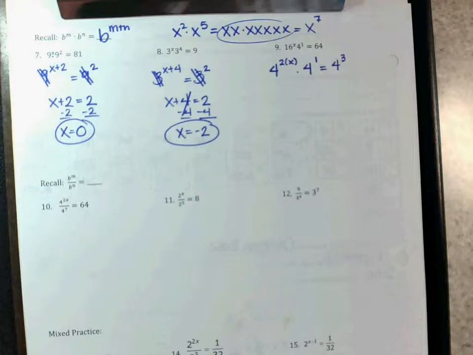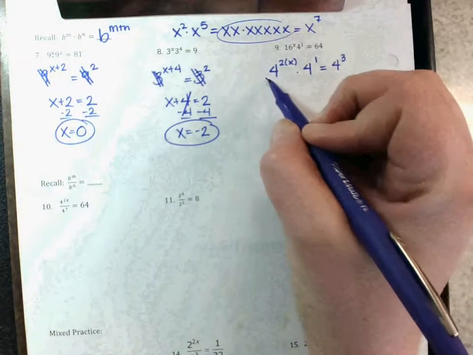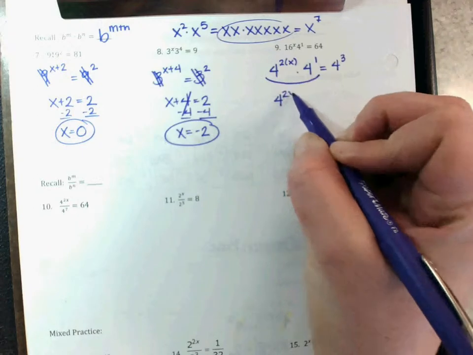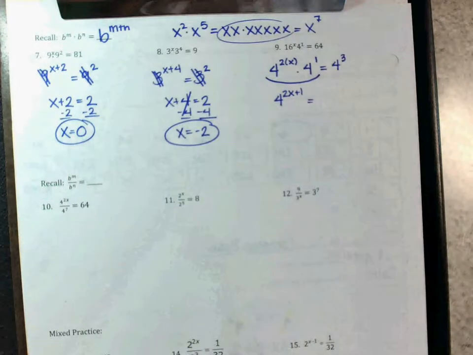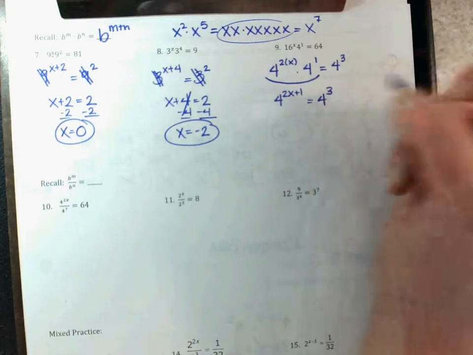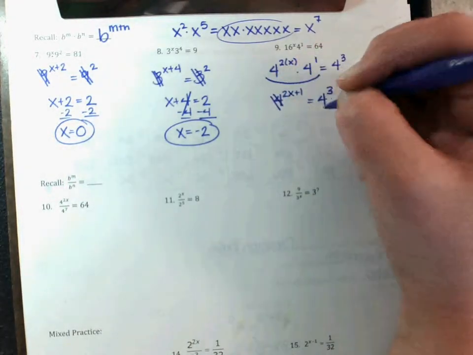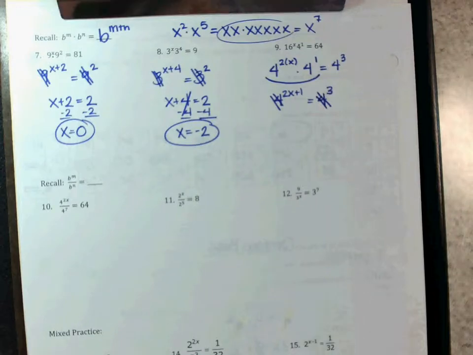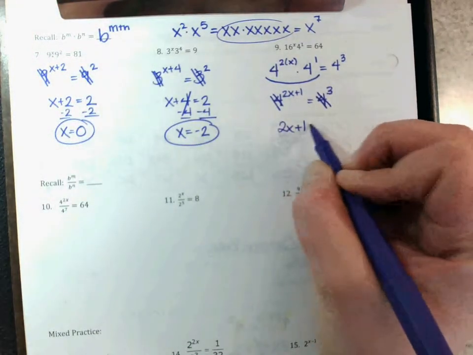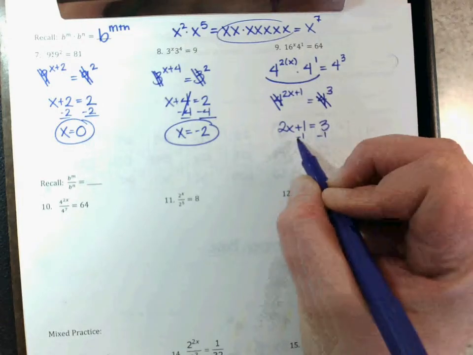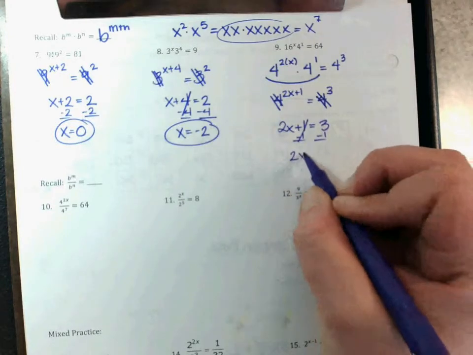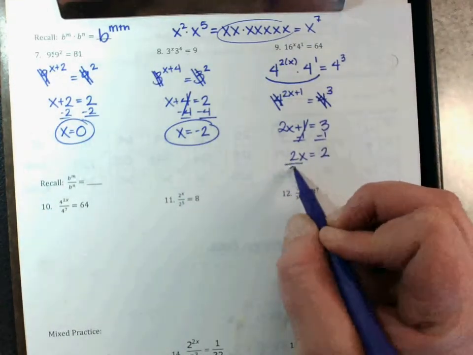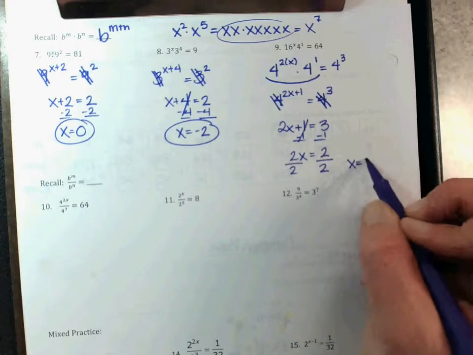Now that I have all base 4s, I'm going to combine these together as 4 to the 2x plus 1. Questions about that? Since they both had a base 4, I'm adding the exponents together. And then I have 4 to the 3. From here it's the same. You cross out the 4s and then keep solving. 2x plus 1 equals 3. I'll minus the 1 across. I get 2x equals 3 minus 1, which is 2. Then divide by 2. x is 1, that's your answer.